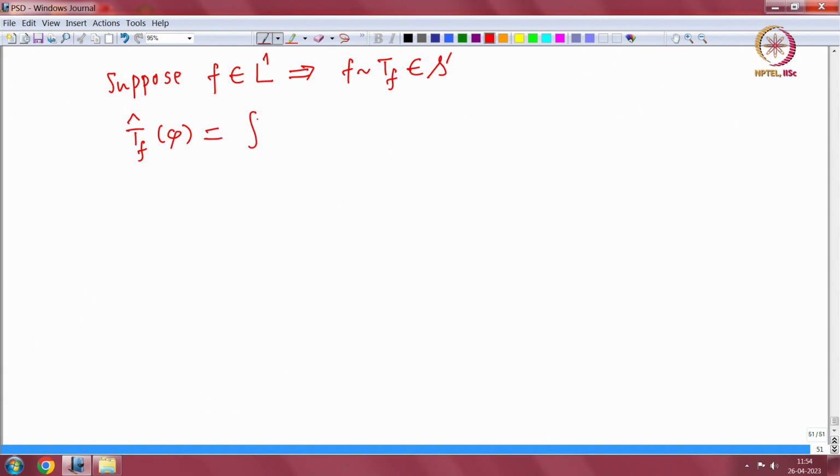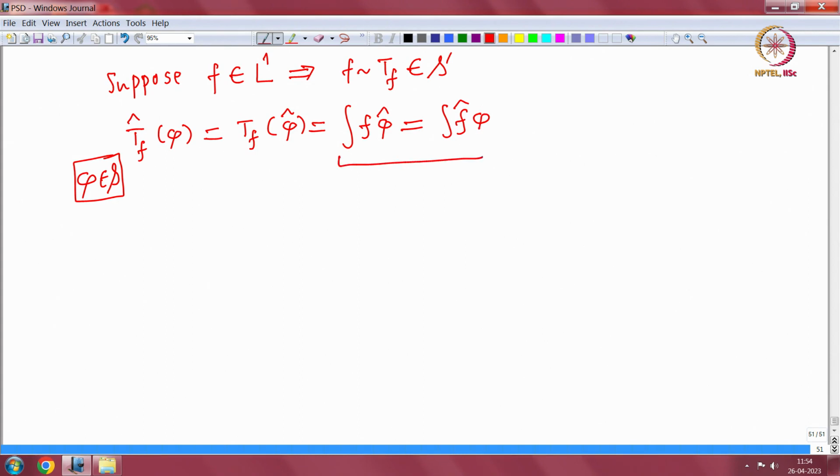So, let me do it carefully. So, Tf cap of phi, where phi is in S, and this is the definition. Okay. And now you use this one. Just now I said that if f and phi are in L1, this is the same as f cap phi, seen above.